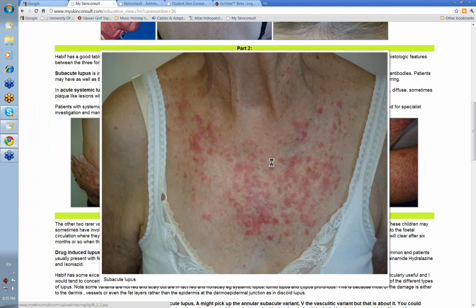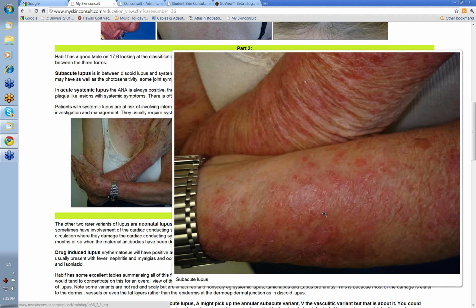Let's have a look at this one. Here's another example. Perhaps a little bit of scale in this one. Again, the accentuation in the V of the neck and the sun-exposed areas. And here's another variant, but look, there is scale associated with this one. So you can get a degree of scaling in subacute lupus as well. Some look a bit psoriasiform, in fact, at times. So you've just got to keep that in mind.